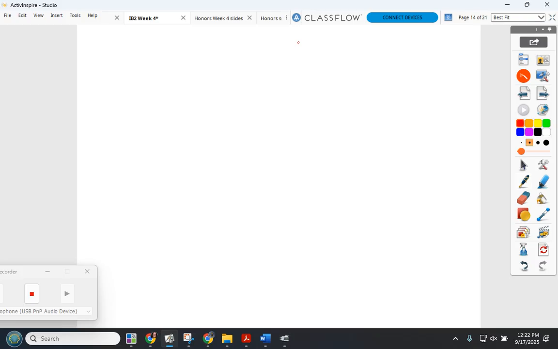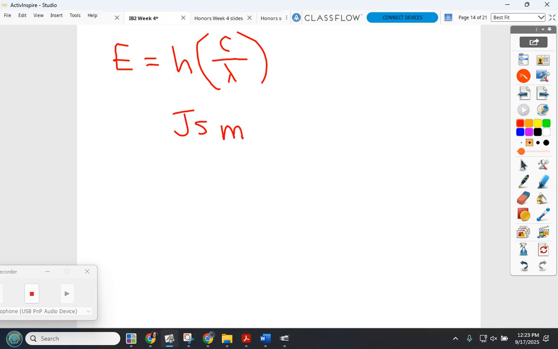So I could say, all right, my E is going to be equal to h times c over lambda, right? So that h, Planck's constant, is in joules seconds, and c is in meters seconds to the -1, right? And that's all on top. And on the bottom is my wavelength, which is being given in meters.